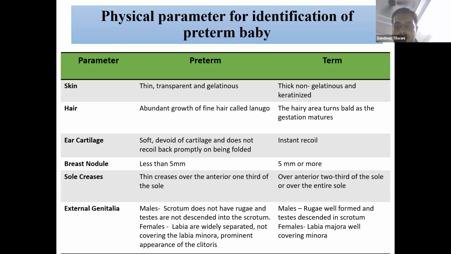Whereas in a female child, if it is a preterm baby, the labia majora and minora are widely separated, and the clitoris is very prominent. If it is a term baby, the labia majora and minora are well opposed, and they cover the introitus.